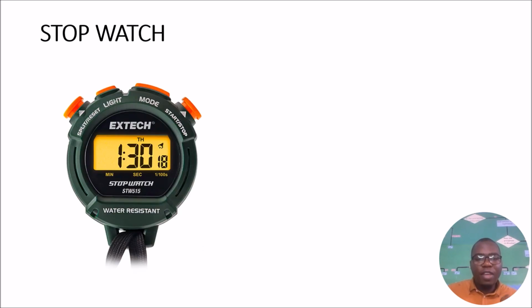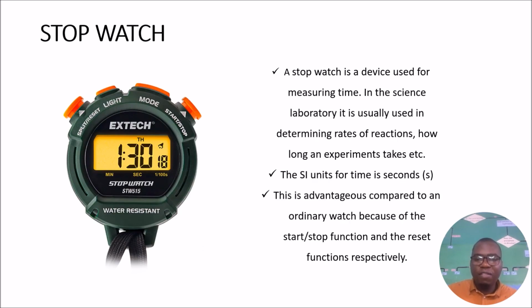Then we have a stopwatch. A stopwatch is a device used for measuring time. In the science lab, it is usually used to determine rates of reaction, how long an experiment takes. The SI unit for time is seconds. This is advantageous compared to an ordinary watch because of the start and stop function and the reset function. It has a start and stop function, and then it has the mode here. You can reset it and set it to what you want. So it's more advantageous than an ordinary watch, although modern watches have also tried to include this function. Even the phone is able to have what we call a stopwatch.